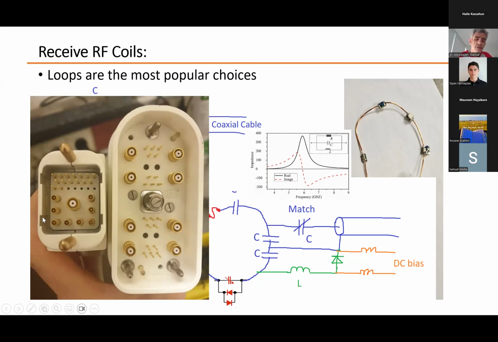On the receive side, you see there is a large BNC connector in the middle. It can be used for the transmit. There are 8 small BNC connectors. These are for receive loops. So the coaxial cable coming from each receive loop is connected to one of these small BNC connectors. And here on the top we have some single pins. These pins can be used to control the pin diode.